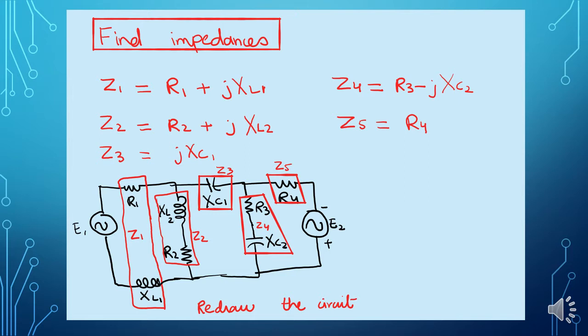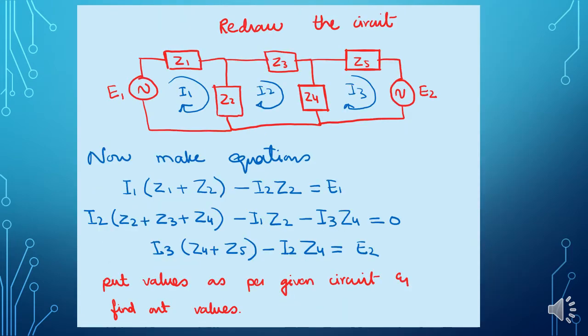Similarly, Z3 only has a capacitor. This capacitor XC1 has nothing in series with it, so we are just writing Z3. Similarly, Z4 and Z5. After finding these impedances, in this case I am just taking the component names only, not their values, just to demonstrate how we are going to adopt the procedure. In the next step, we are going to redraw the circuit using Z1, Z2, Z3, Z4 and Z5, then label I1, I2 and I3 and make the equations as we did previously.